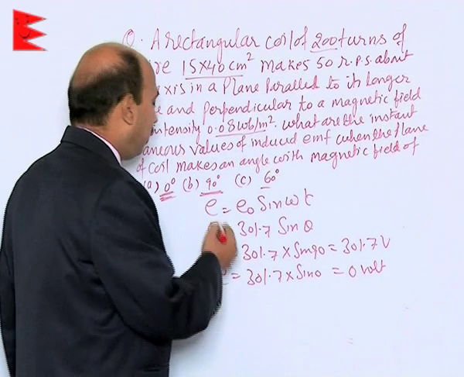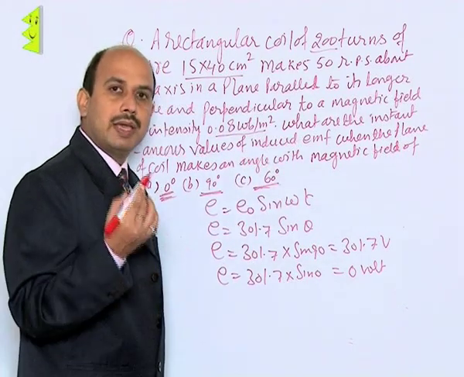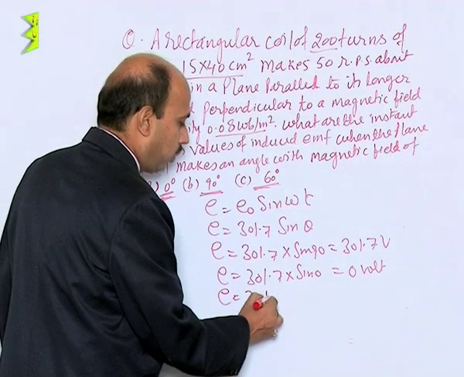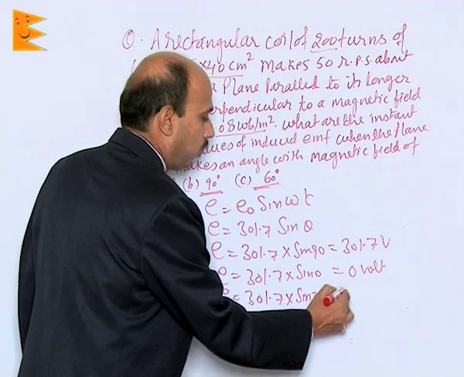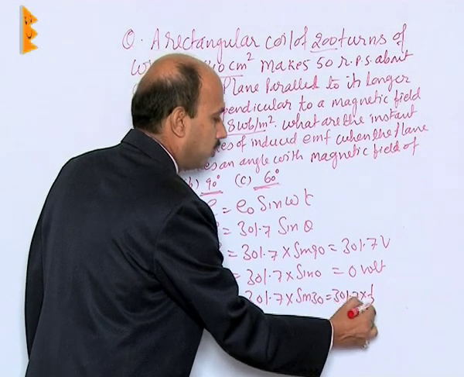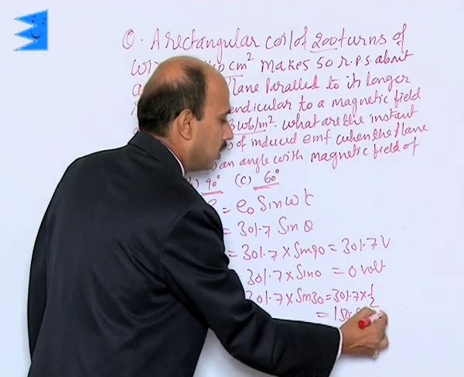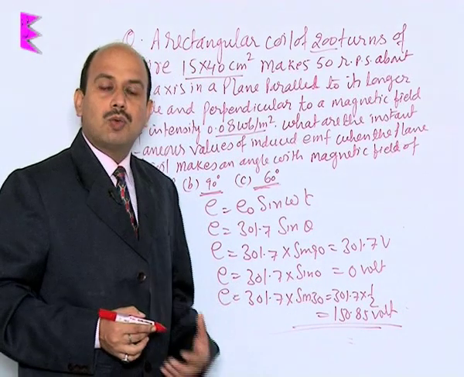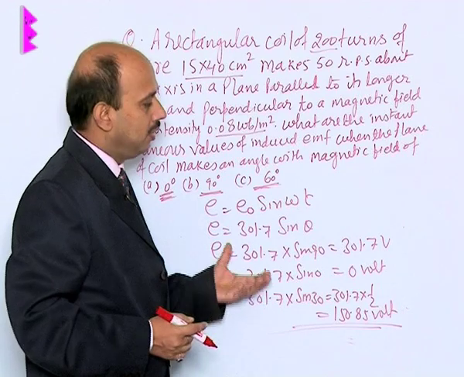But when the plane of the coil is making an angle of 60 degree with the magnetic field, then the area vector will be making an angle of 30 degree, and you will write E is equal to 301.7 into sine 30, that is 301.7 into 1 by 2, that is 150.85 volt. So here you can calculate the EMF induced in the coil when the coil is rotated. At different angles EMF can be calculated.